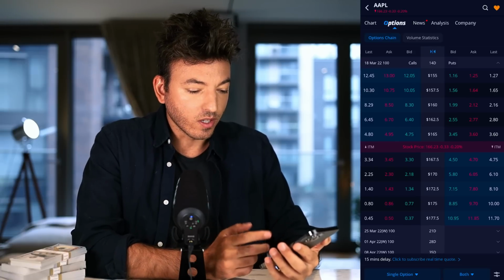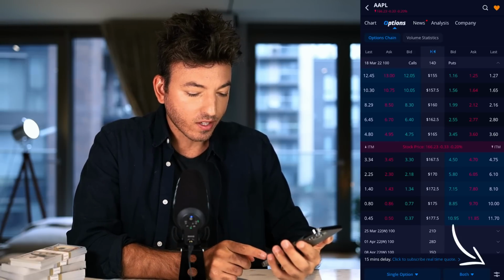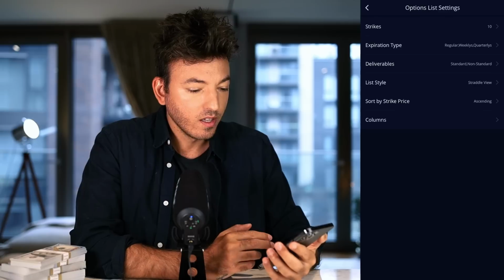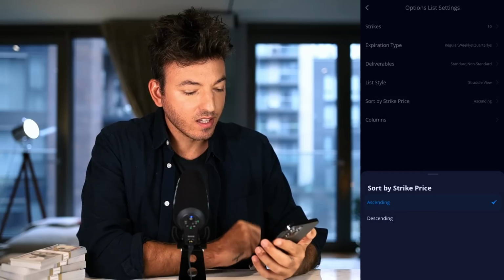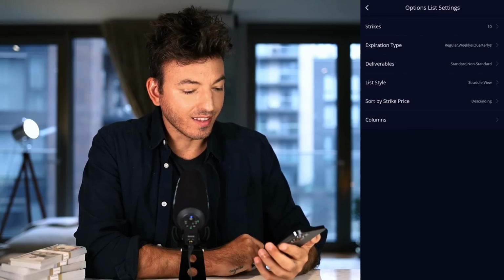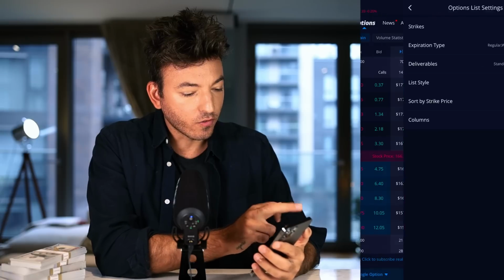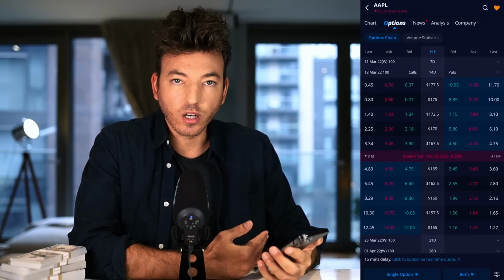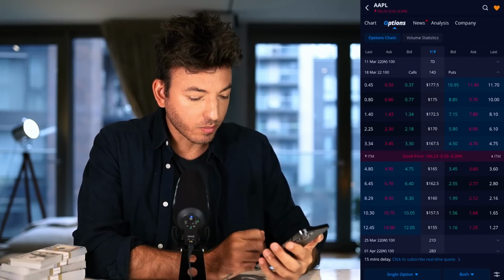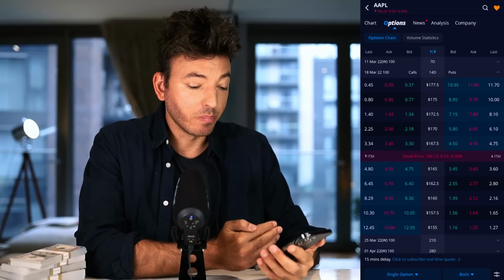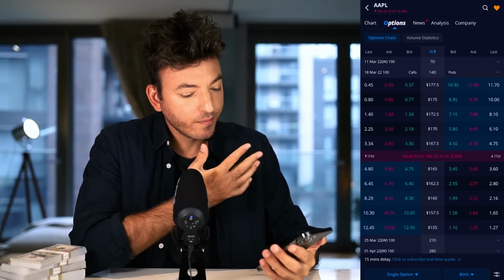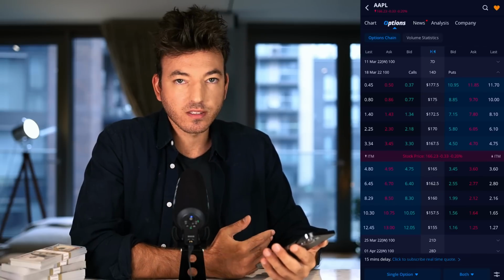So what I like to do is actually go to the bottom right corner, and you can do this as well, depending on how you like it. I'm going to click on sort by strike price, and I'm going to click on descending. And now it's going to give you a descending order of the strike prices, right? So now you can see the stock price in the middle, 166, and you can see above it, the prices are going up, and below it, the prices are going down. For me, this makes a little bit more sense, but maybe that's how I'm used to it.